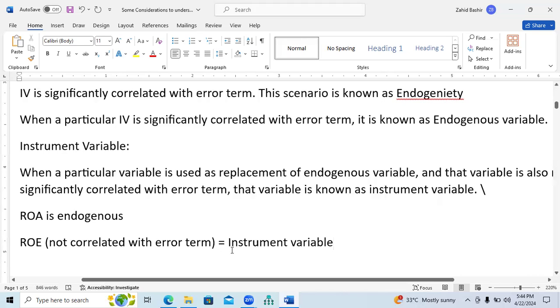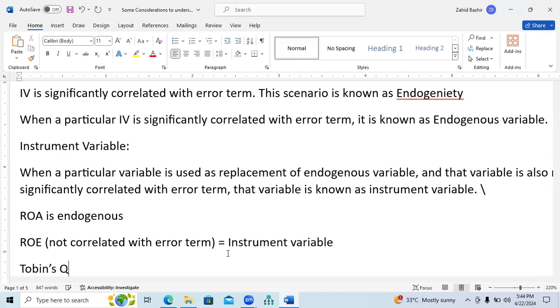So this is how you can use the instrument variable. You can use another instrument variable, for example, Tobin's Q. It is another measure of profitability, and it can replace the ROA. You can use EPS. You can use another variable like the book to market ratio, and so on. There are a lot of variables that you may find through the literature.